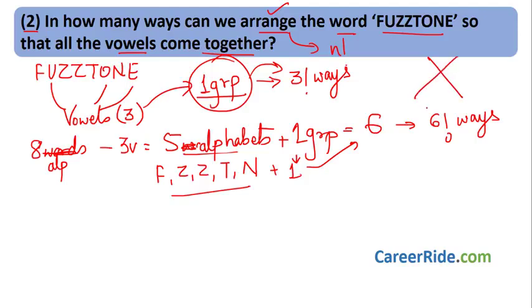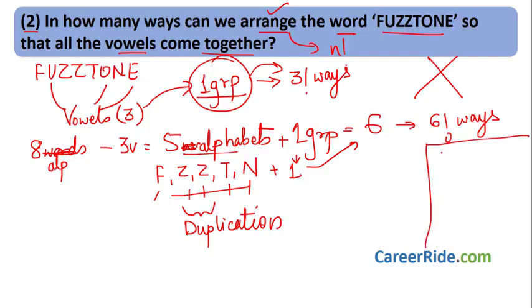Why? Let us see. Now over here, if you observe carefully, what do we see? We have F, we have Z, we have Z, we have T, and we have N. Z gets repeated twice. So this is duplication. There is an alphabet which is getting repeated twice. How to handle such things? It is very easy. Take a look on the right hand side, you will understand it.